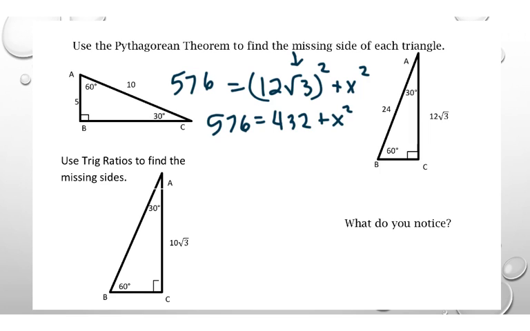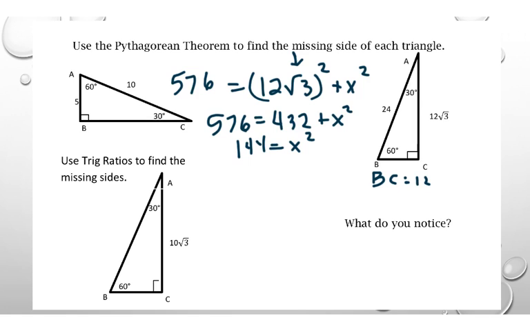And we're going to subtract that from both sides. So we'll have x squared is equal to 144. And so x is equal to plus or minus 12, but because we're talking about the side of a triangle, again, we would say that BC equals 12.